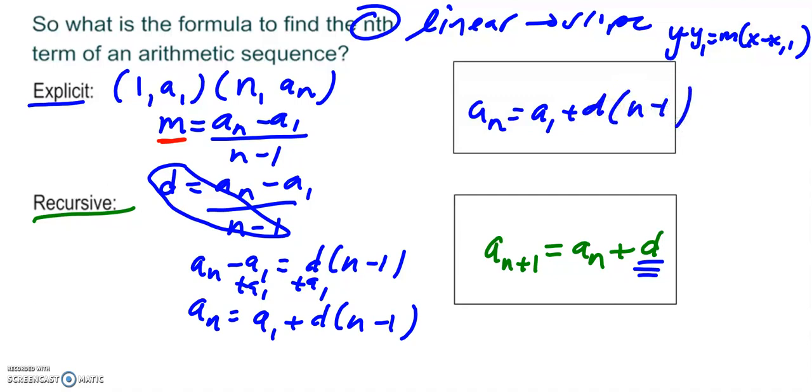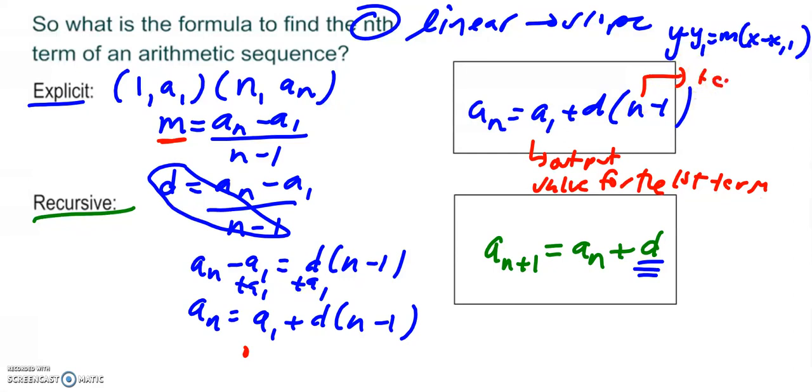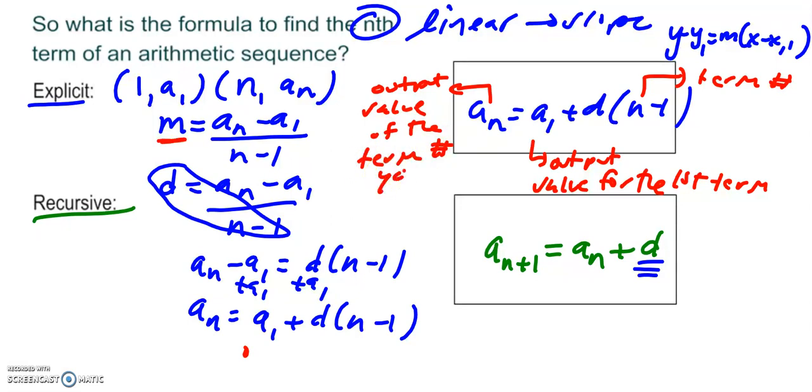And just to go through it again, a sub 1 would really be the output value for the first term. N would represent the term number, and a sub n would be the output value of the term number you're on. So both of these equations are going to come in handy.